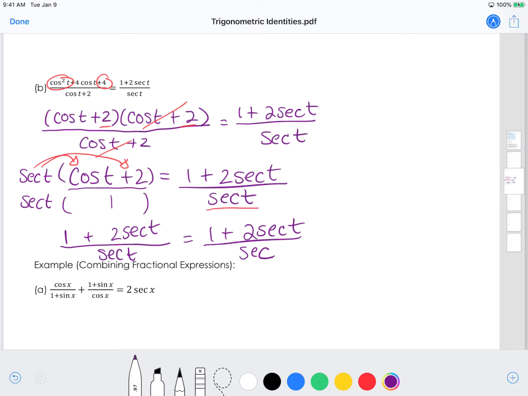And that is all over, and that is equal to 1 plus 2 secant over secant. And we just proved our identity.